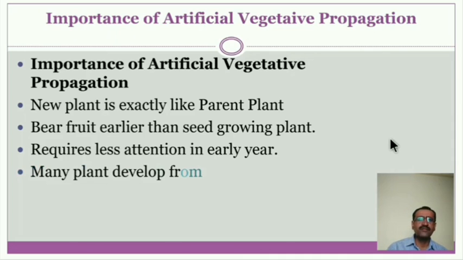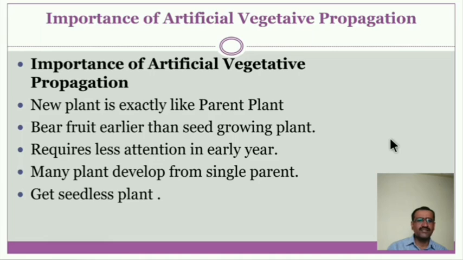The fourth point is that many plants develop from a single plant. From a single parent plant, with the help of artificial vegetative propagation, we produce many plants. And the last one is getting seedless plants. It is another important feature of artificial vegetative propagation. With its help, we grow seedless plants.